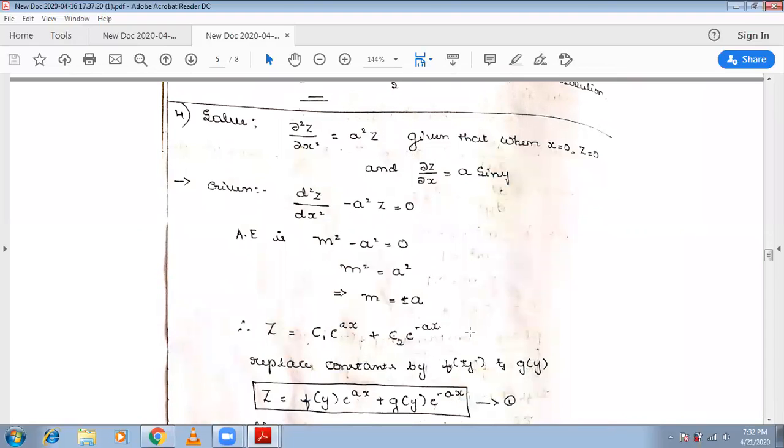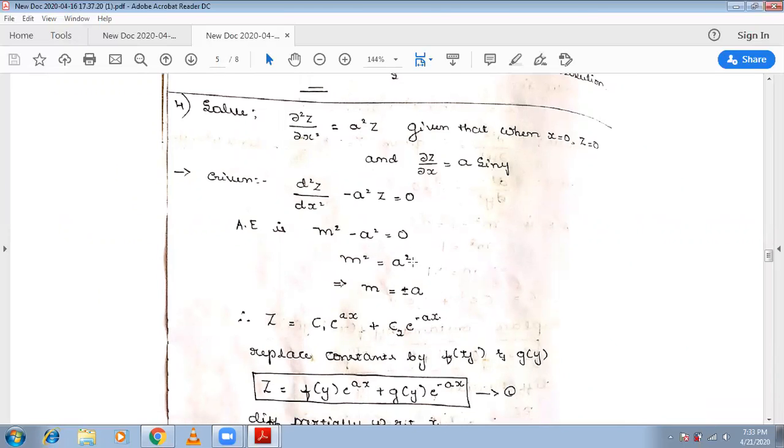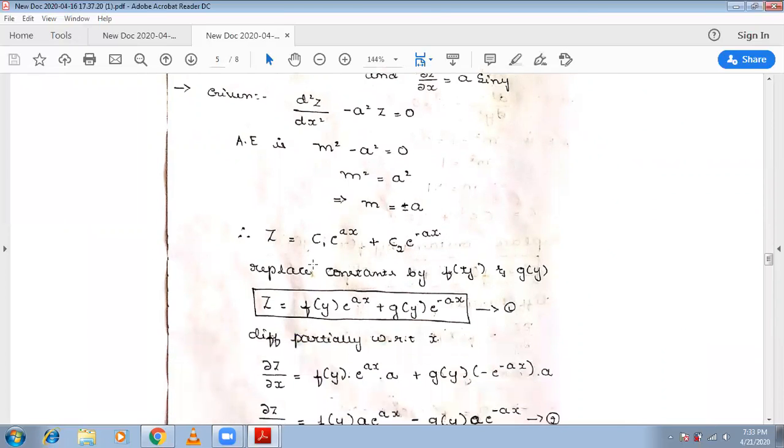See the fourth problem. The problem is del square z divided by del x square is equal to a square into z, given that x is equal to 0, z is equal to 0, del z by del x is equal to a sin y. Here the dependent variable is z, the independent variable is x. We have to write the solution z in terms of x. So first write the auxiliary equation: m square minus a square is equal to 0. Solve this. We obtain two roots, plus or minus a.